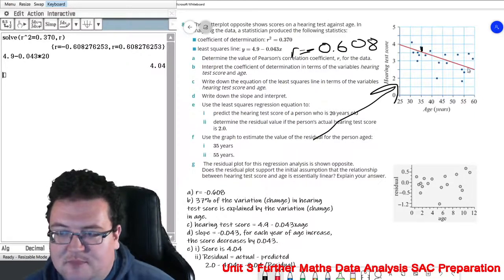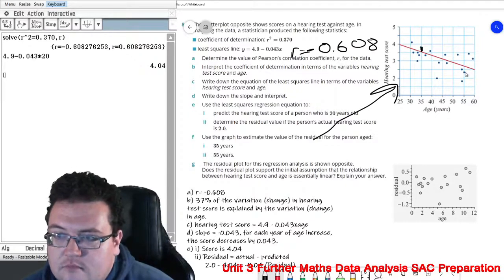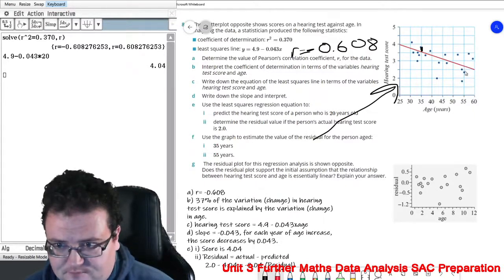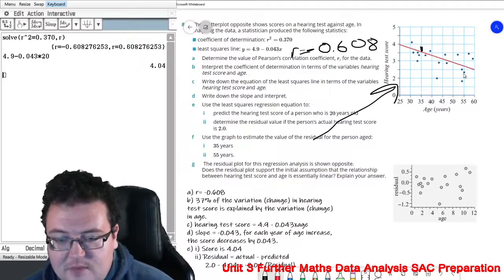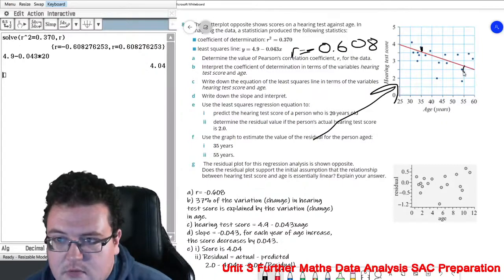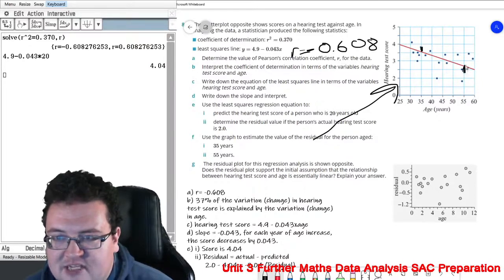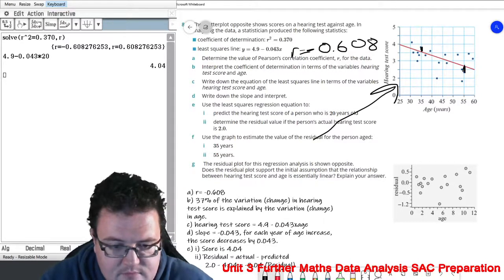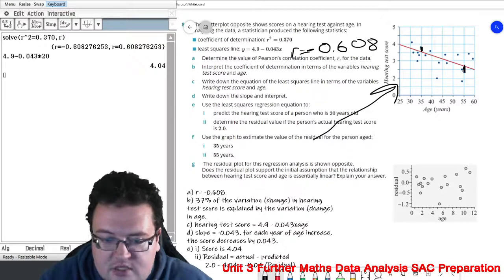Now going to the person aged 55. This person here is age 55. Now their score is below the regression line, not the predicted line. So actual minus predicted. So their actual value is about 2.4, and their predicted score is a little bit higher than that.